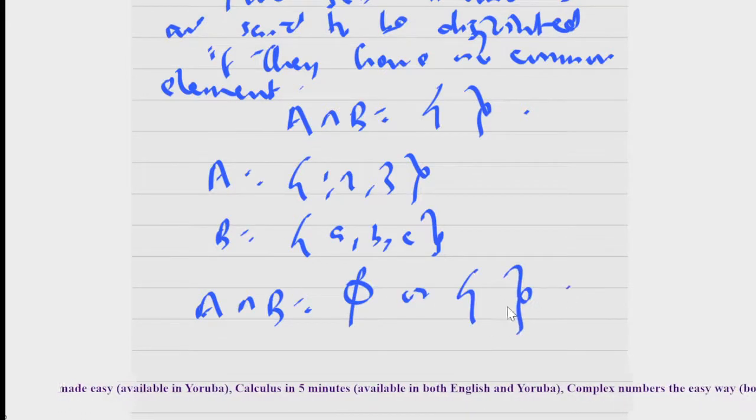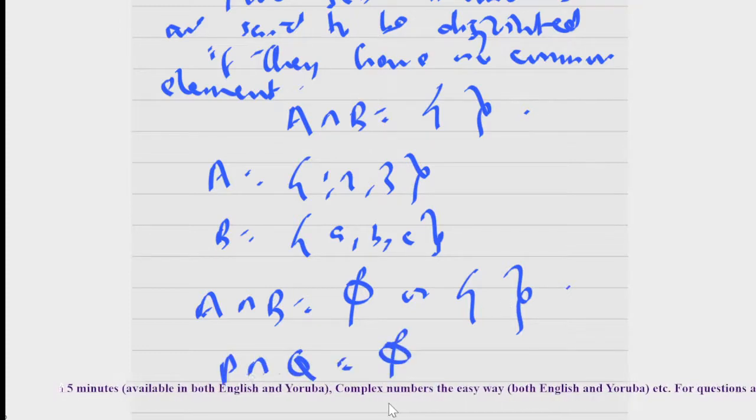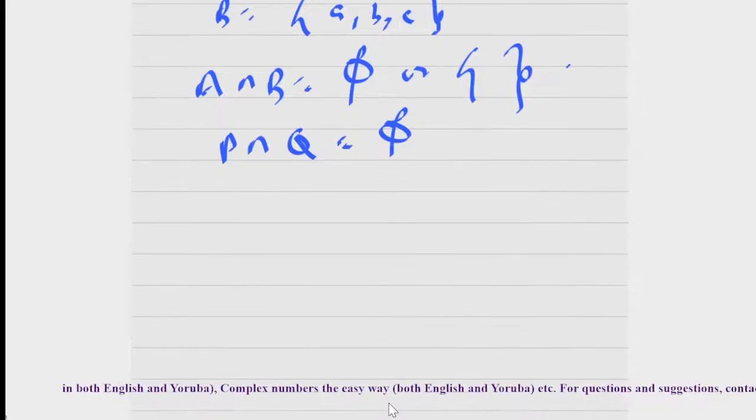You understand now? So it means when I have P intersection Q and I say my P intersection Q is an empty set, what am I describing? The information between the two sets is that they don't have anything in common. I hope you understand now.